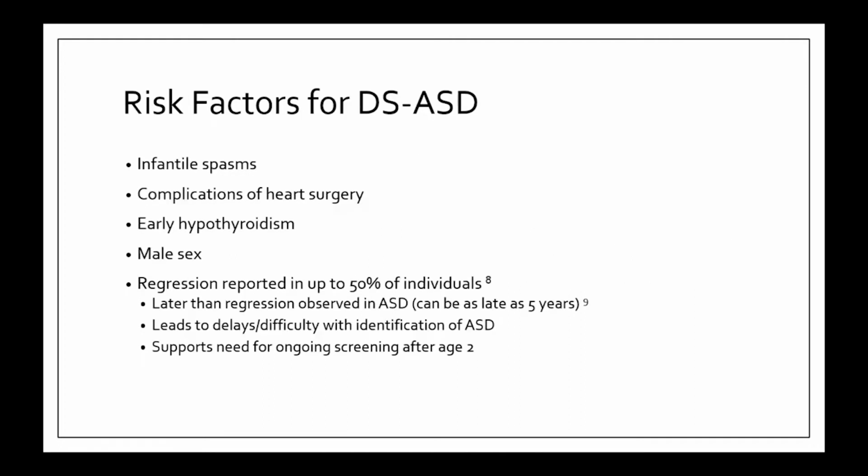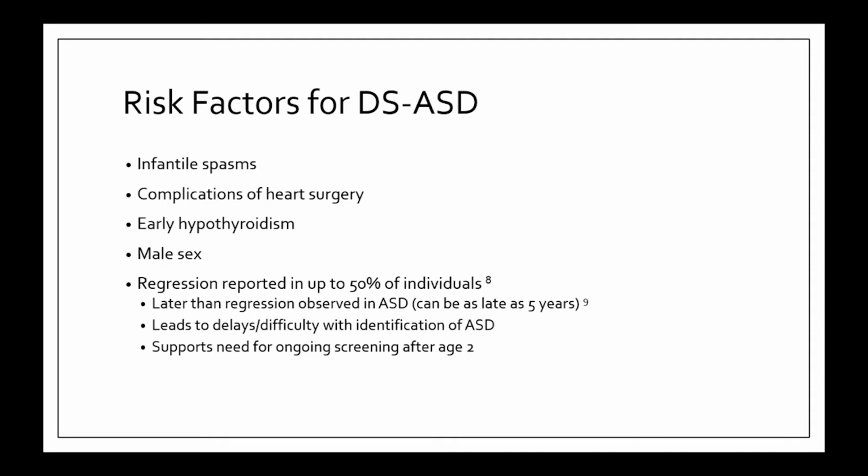So similar to research on the behavioral phenotype, we have less information about what some of the risk factors might be, but we do know that infantile spasms or seizures early in life can be a risk factor, similar to individuals with autism without Down syndrome. Complications from heart surgery, early hypothyroidism, and being a boy are also risk factors.